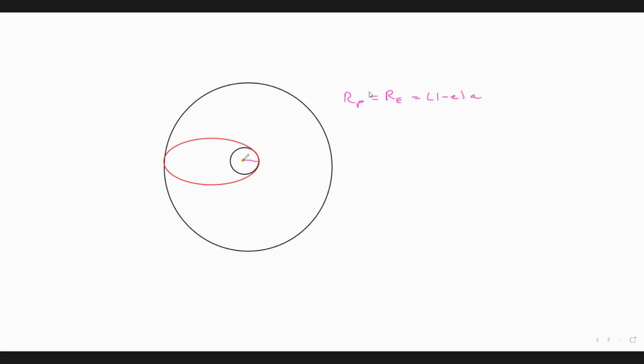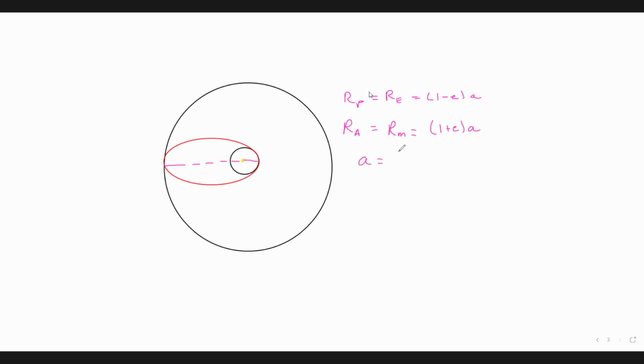Now we know that this distance right here is the radius at aphelion of the transfer orbit, but that's just the radius of Mars' orbit. And that, because it's aphelion, is (1 plus e) times a. Now, we know the radius of the Earth's orbit and the radius of Mars' orbit. That's in the appendix in the book. That means that we have two equations in the two unknowns, a and e. And I'll tell you the solution right away.